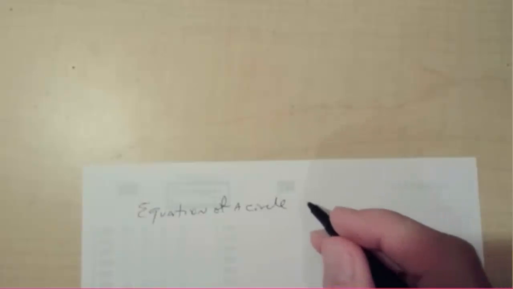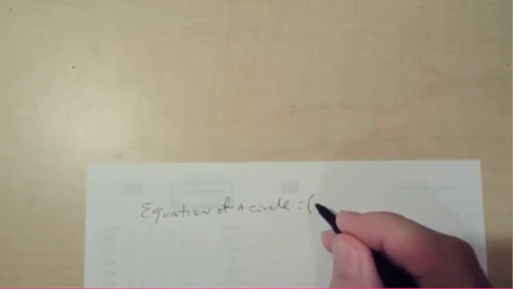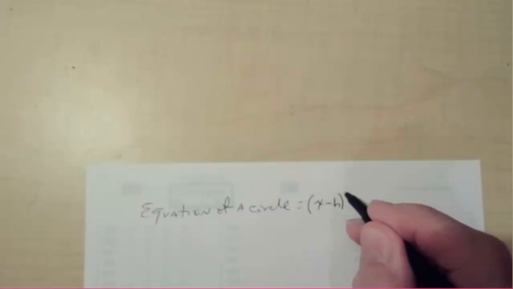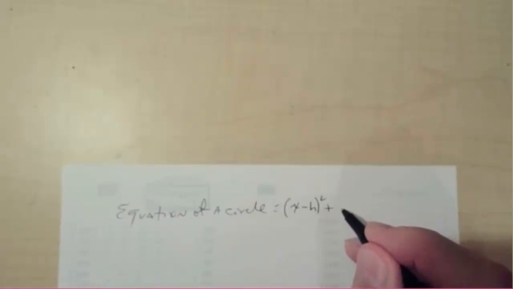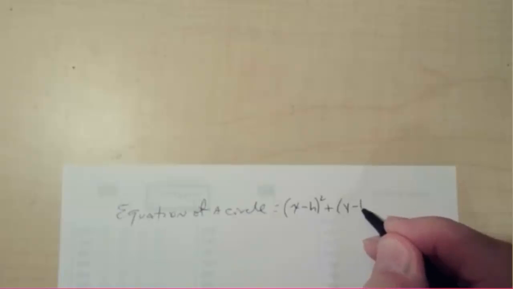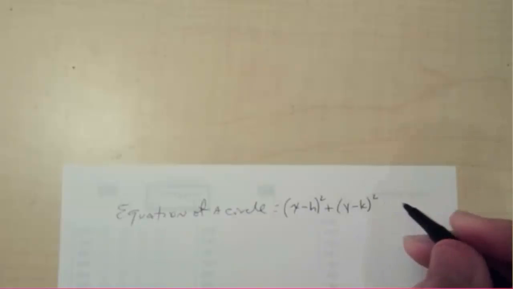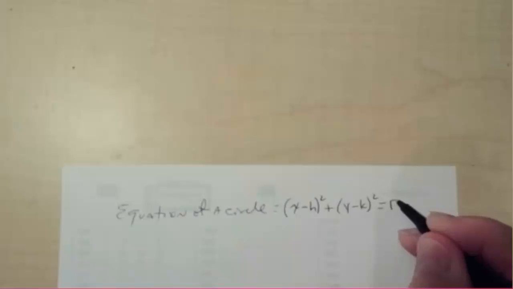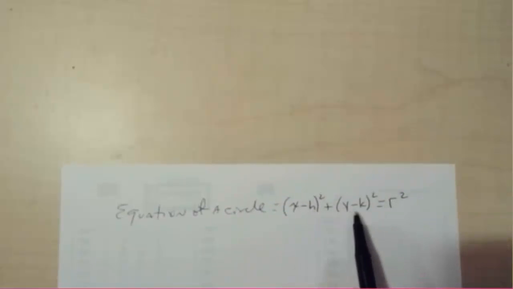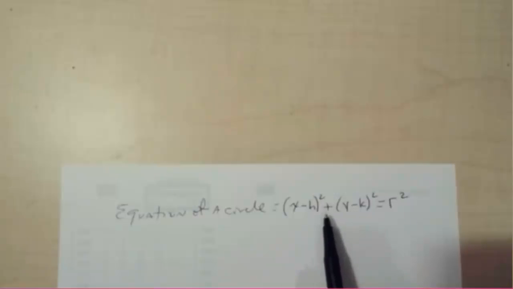First of all, the equation of a circle. The equation of the circle is (x minus h) squared plus (y minus k) squared equals the radius squared. Now, h and k are points on the graph. We have to use something other than x and y because we already have an x and a y. But remember, they're negative h and negative k, so whatever we come up with, it's going to be the opposite of.